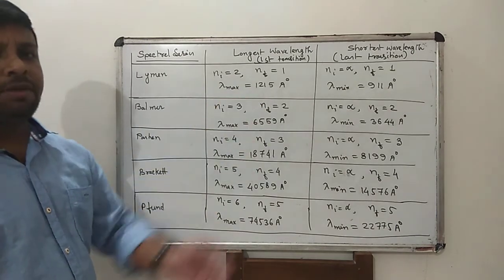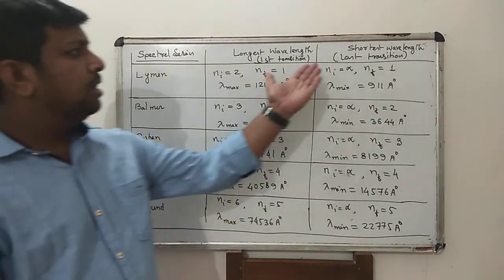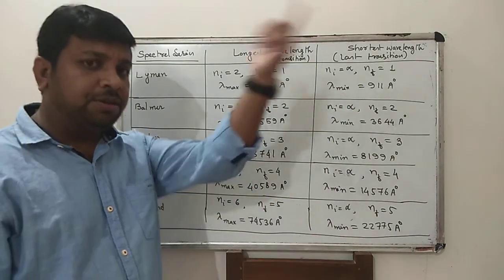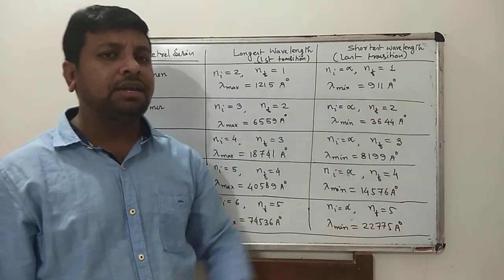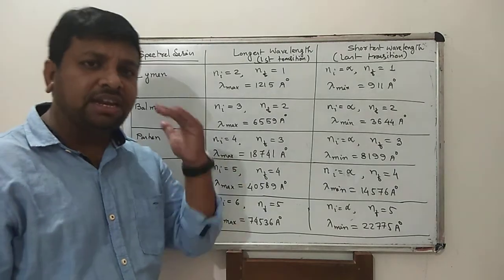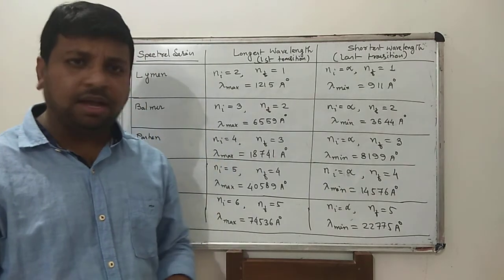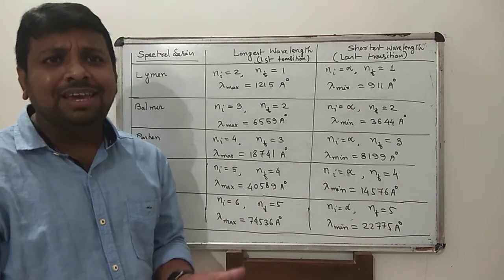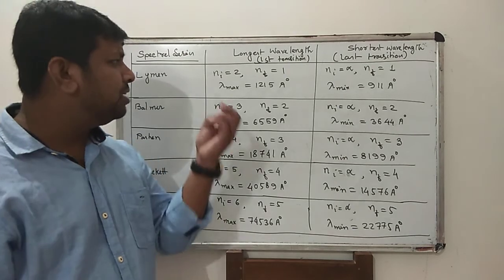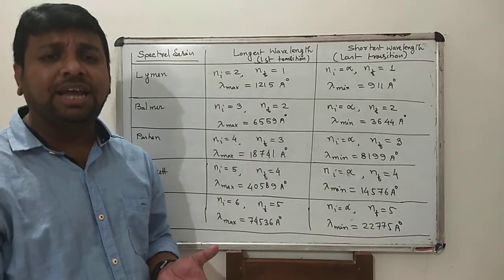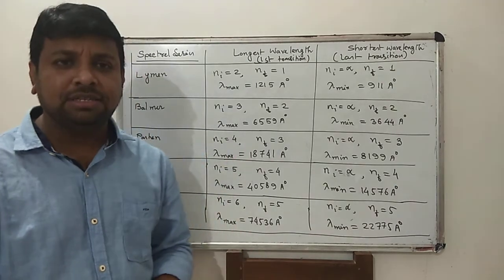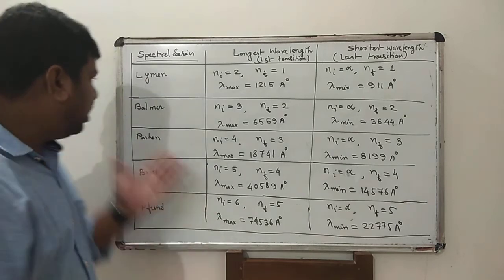Therefore, the wavelength becomes maximum. That is 1215 angstrom. Next, the shortest wavelength comes from infinity to 1. So this shortest wavelength becomes 911. So the range of the Lyman series is 911 to 1215 angstrom. Okay, that means we can easily remember this: 900 to 1200. Okay. So next is the Balmer series.